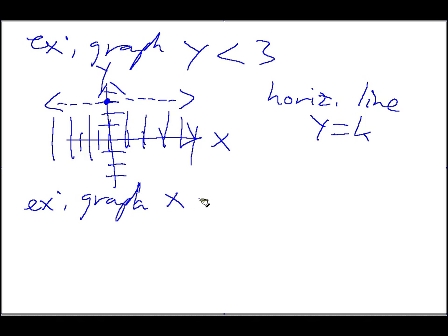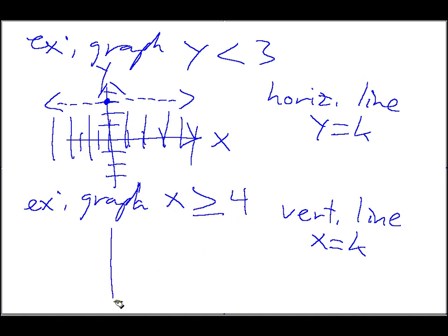Let's go ahead and graph x greater than or equal to 4 here. Now that's going to be a vertical line, right? This will be a vertical line, if you recall. The vertical line equation we had was what? x equal to a number, right? There's no y at all. It's just x and a number. That's a vertical line. So how do I graph that?